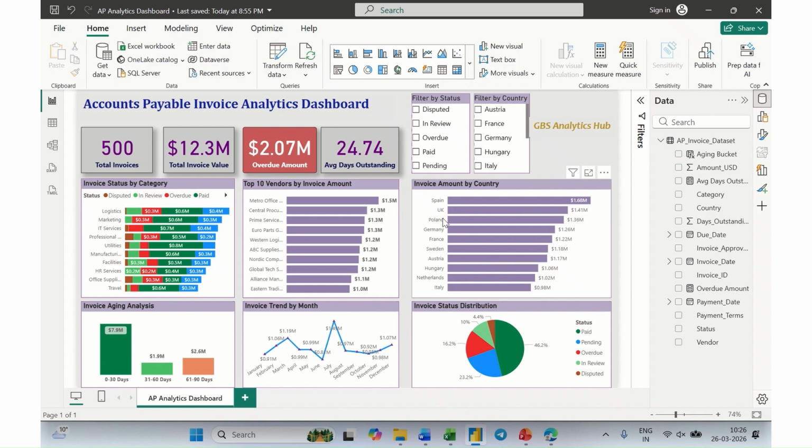Having instant visibility into accounts payable exposure by country allows regional finance teams to prioritize payments intelligently, and allows the central treasury team to manage liquidity across markets with confidence rather than guesswork.